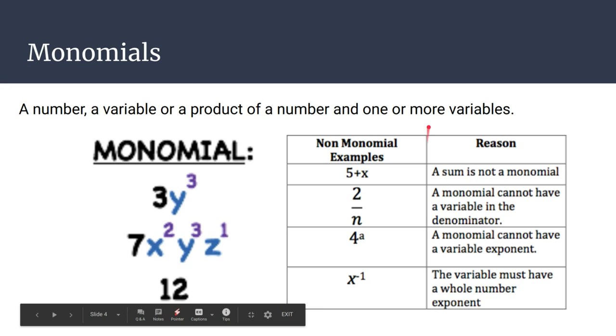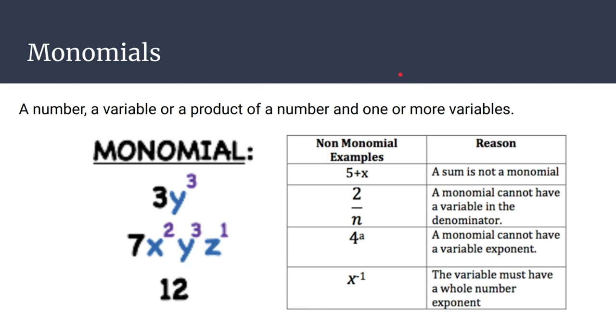So take a second, write down these examples, and then real quick in your Edpuzzle, I'd like for you to just write your own example of what a non-monomial would look like. Again, that can be anything added together, anything subtracted, any number over a variable, any number to an exponent that's a variable, or anything that's to a negative exponent.